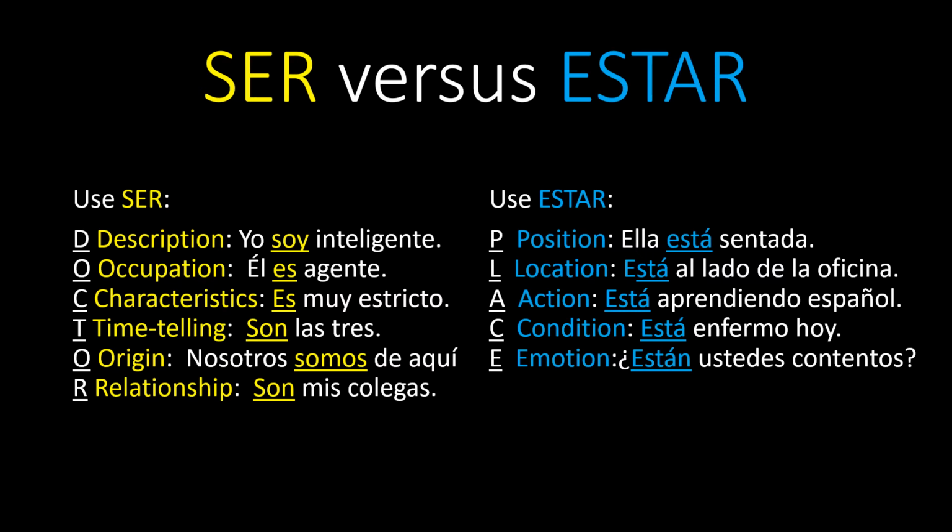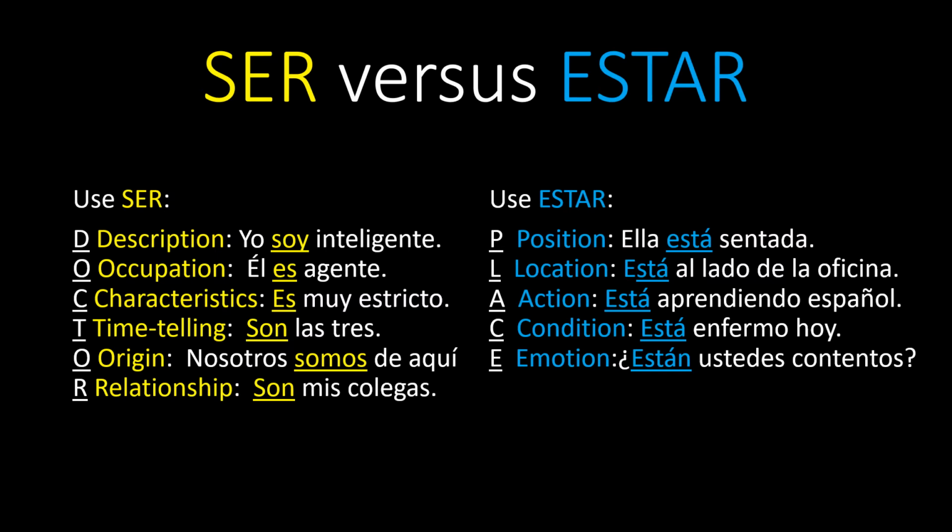Now, when you look at the yellow side at the top, you see description. Think of it as attributes, things that are true of something that don't typically change. Okay, so yo soy inteligente. Él es agente. So this is an occupation. He's an agent. Es muy estricto. It's very strict. Son las 3. It's 3. This is for time telling. It's 3 in the morning or 3 in the afternoon. Nosotros somos de aquí. We're from here. And relationship, son mis colegas. These are my colleagues.